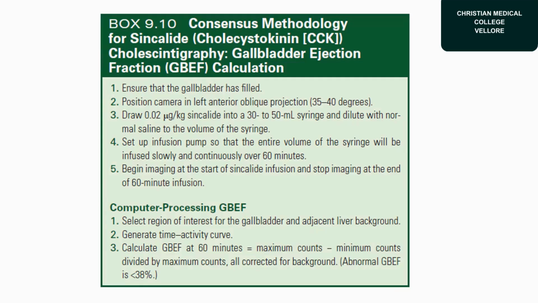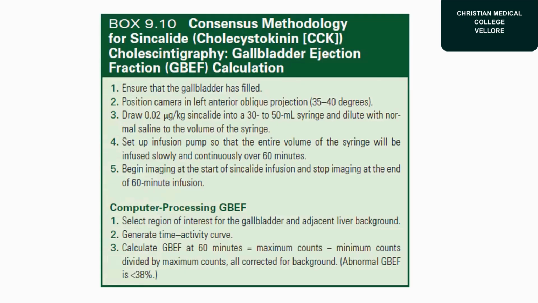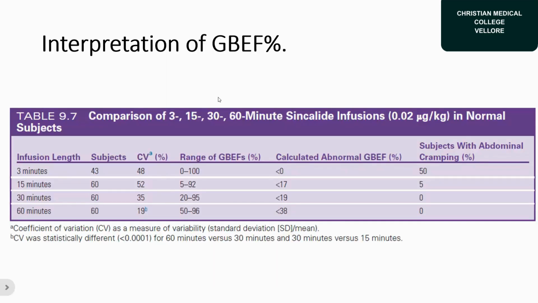And then you begin imaging at the start of the infusion and end the imaging at the end of the infusion. You get your counts, the starting counts minus the end counts by the starting counts, which would give you the ejection fraction. You'd also get the time activity curve accordingly. So this is the interpretation of GBF. They have come to a consensus that when you're giving a 60-minute infusion, if it is less than 38 percent, it is called an abnormal gallbladder ejection fraction.